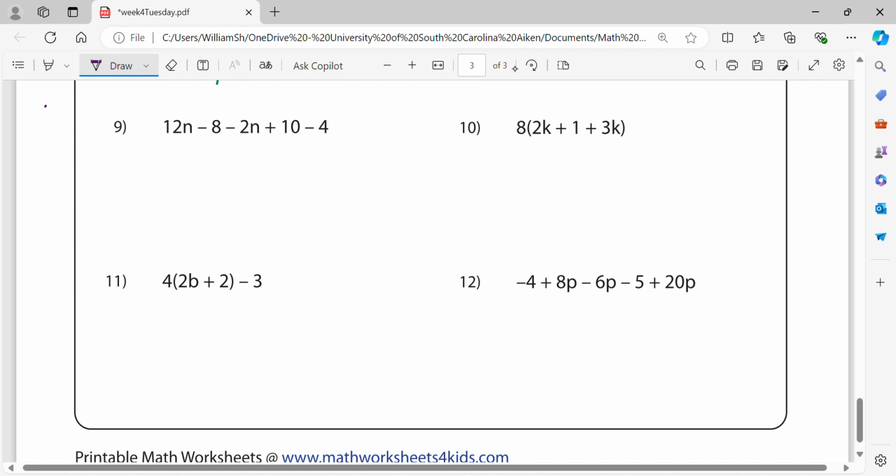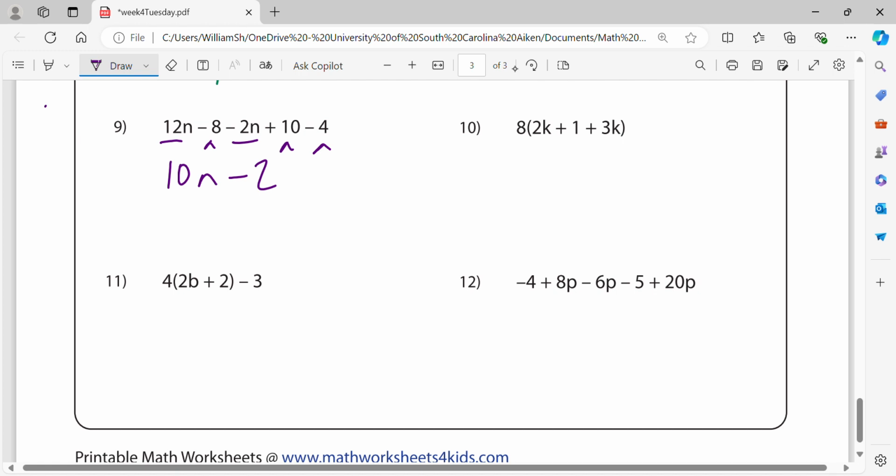Let's see. Number 9. 12n minus 8 minus 2n plus 10 minus 4. Whew. Let's combine the n's first. 12n minus 2n is 10n. Negative 8 plus 10 is 2. Minus 4 is negative 2. So I have 10n minus 2. Sorry, 10n minus 2.